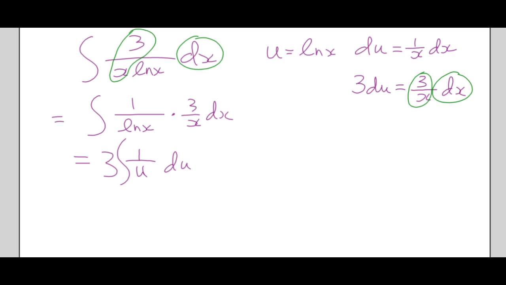What's the integral of 1 over u? Ln u. So 3 ln absolute value of u, right? Ln's got to be positive. Plus c. Don't forget the plus c. Okay, but what was u? So it's the ln of the ln of x.